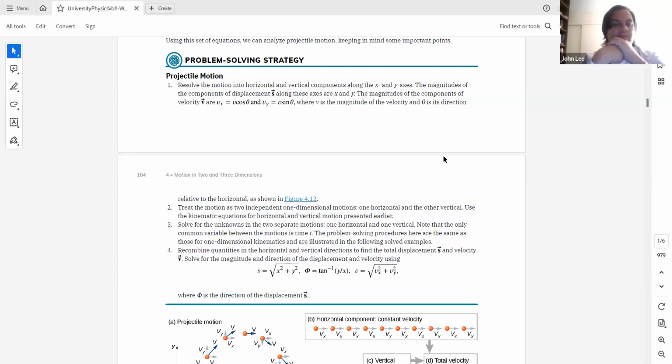Solve for magnitude and direction of the displacement using displacement s equals square root of x squared plus y squared, and phi equals arctangent of y over x. V equals square root of vx squared plus vy squared.